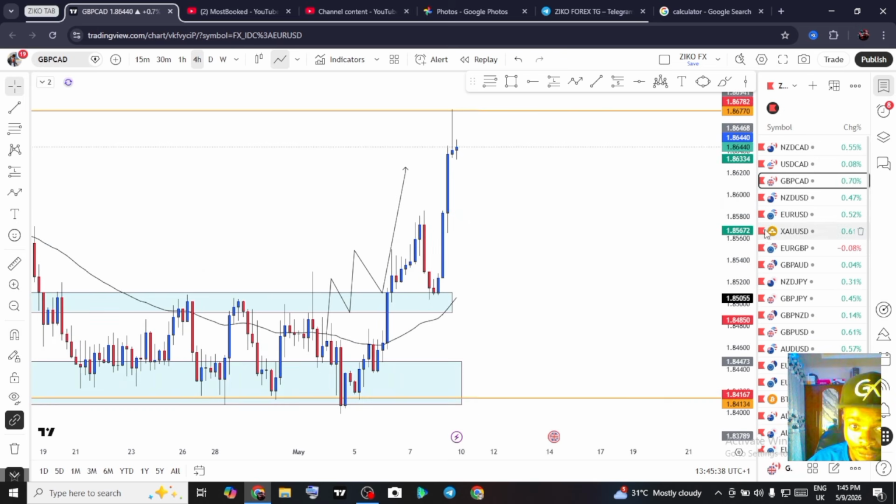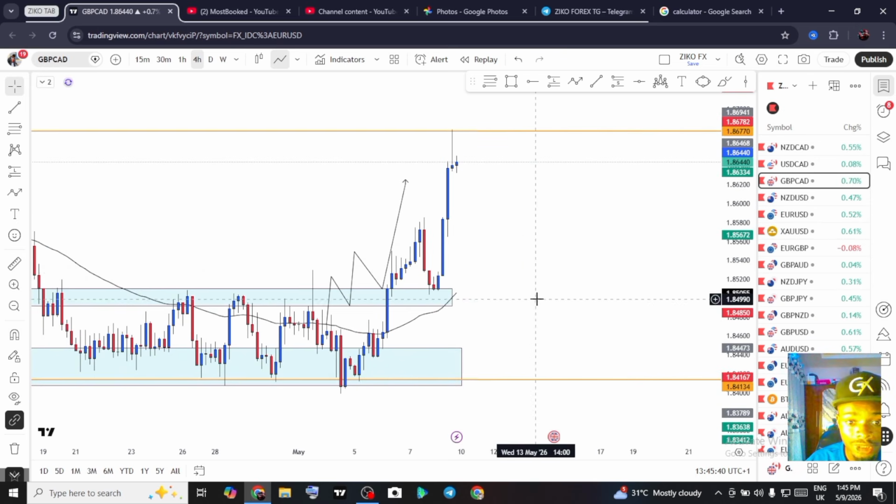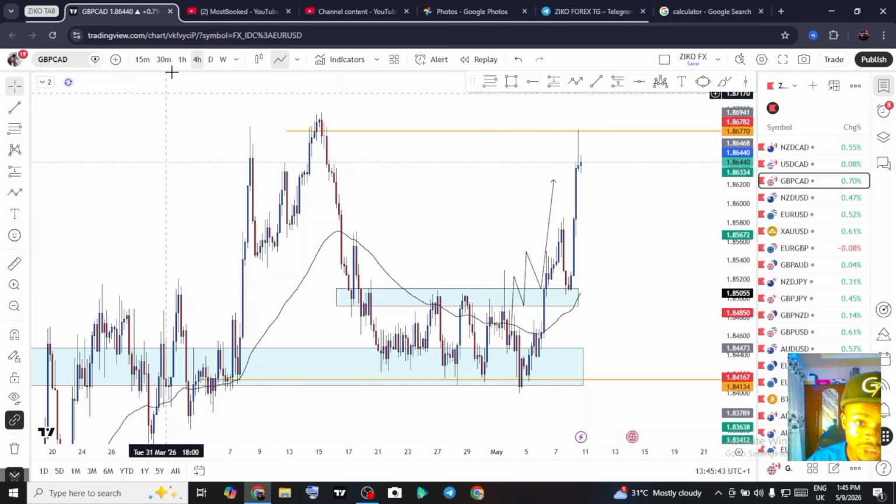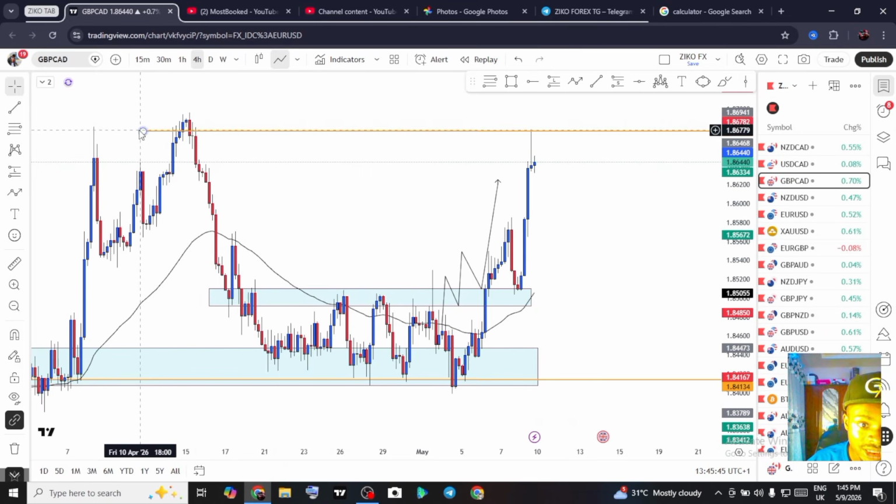GBP CAD, next pair. The move has already happened and we already missed it. Again, I was calling everything even to this T right here. If you look at that, that is the exact point of take profit. I will show you guys how I called that exact point, right?